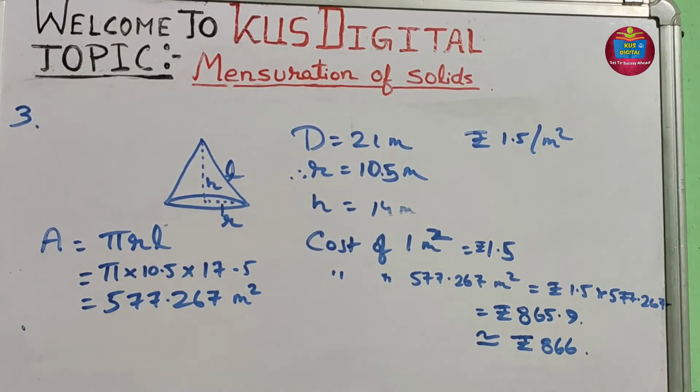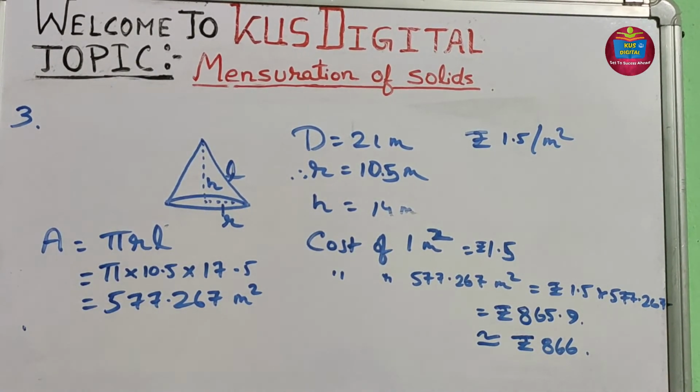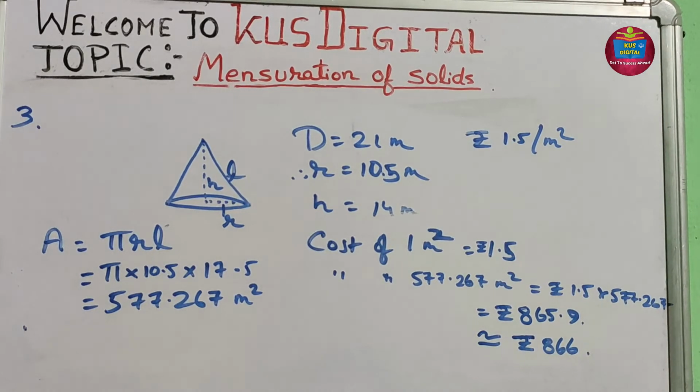So we have basically found out the surface area first, and after finding the surface area, if the cost per meter square of cloth is rupees 1.5, then the cost of this meter square of cloth will be that much. So we have basically done 3 types of problem.